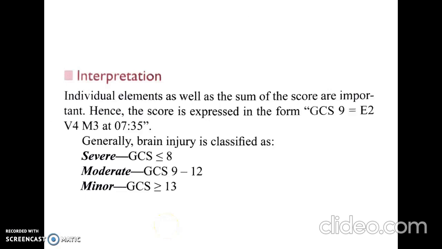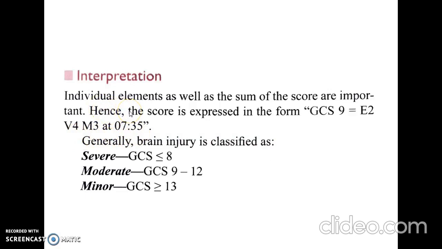Let us try to see an example of how to interpret the Glasgow coma scale. Now here is an example representing GCS 9, which is equal to E2, V4, M3.